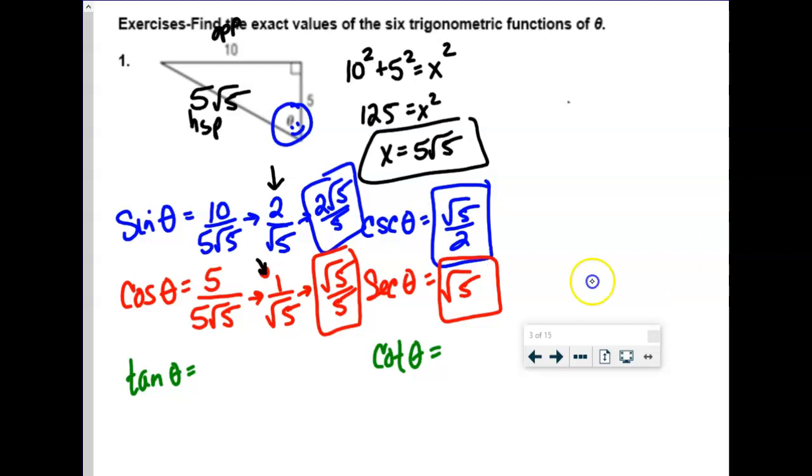Tangent. Finally. Nice stuff. Tangent, opposite over adjacent, would be 10 over 5, better known as 2. And the cotangent, I'm going to choose to flip the 2 around, and I'm going to write it as 1 over 2. Yay, trig.